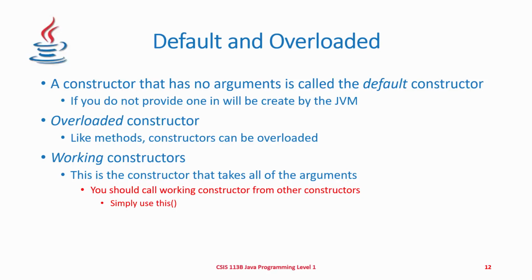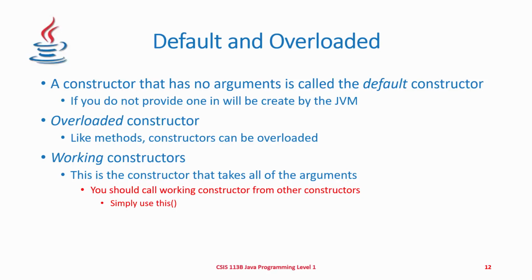So you need to get used to the terminology that we use. A constructor that has no arguments is just called the default constructor. And you really don't even have to create the default constructor unless you add in overloaded or working constructors. If the only constructor you need is a default constructor, you really don't have to create it, because the Java virtual machine or the compiler would actually create that default constructor for the class. But more than likely, you're going to have overloaded constructors, just like we had overloaded methods.